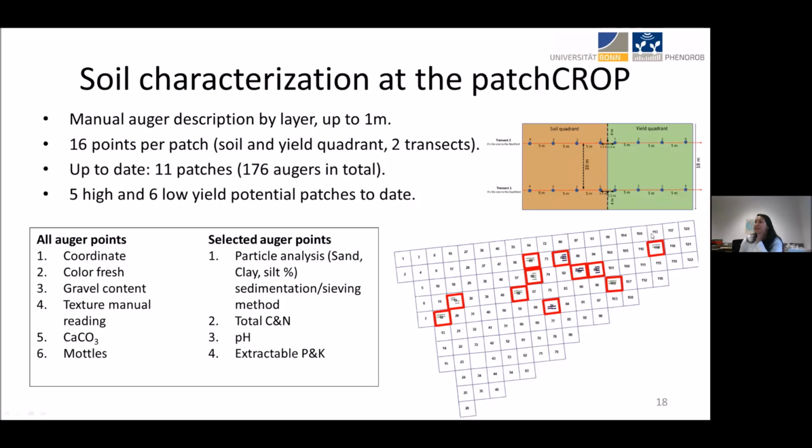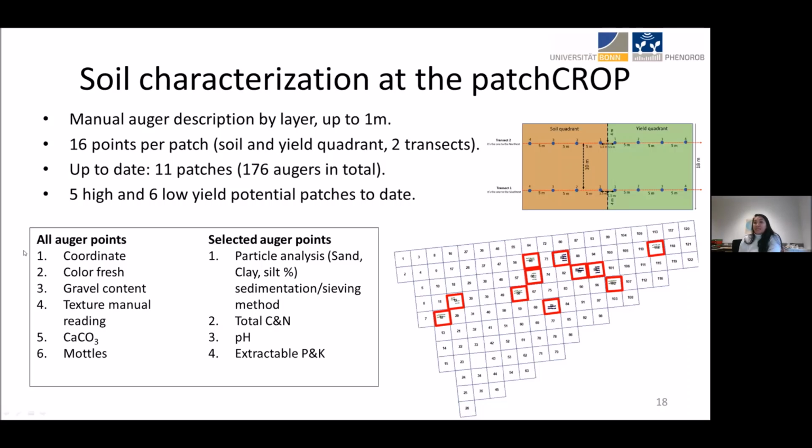So far, we have been able to collect soil data from up to 1 meter depth from all of these patches that are here in red. So we have collected already information on 11 patches, and we have a quite good distribution now with around 5 patches in the high yield crop rotation and 6 patches on the low yield crop rotation.